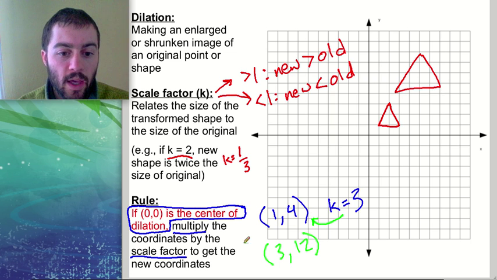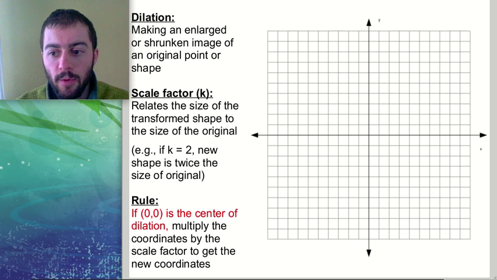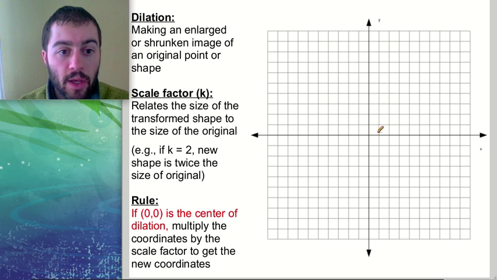All right, so if you're doing the origin as the center of dilation, this is all you have to do: multiply the original coordinates by the scale factor, and that will give you the new coordinates, and then you can plot them from there. But if the origin is not the center of the dilation, there's going to be a slightly different process that we'll go over in another video. So let's try out a couple of examples here. Hopefully you're getting the hang of what a dilation might look like.